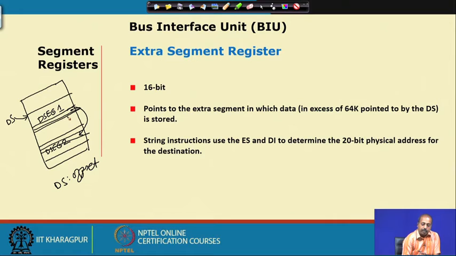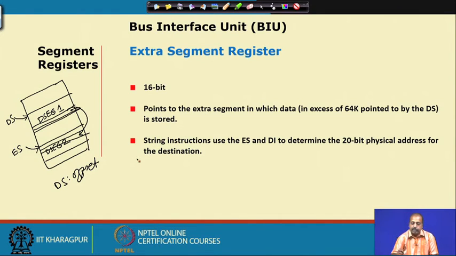So, instead of that, the facility that is provided is this: let DS point to this, and you have got another segment register ES, which is pointing to the other segment. That is why it is treated as an extra segment. In this extra segment, another 64 kilobytes of memory can be accessed.